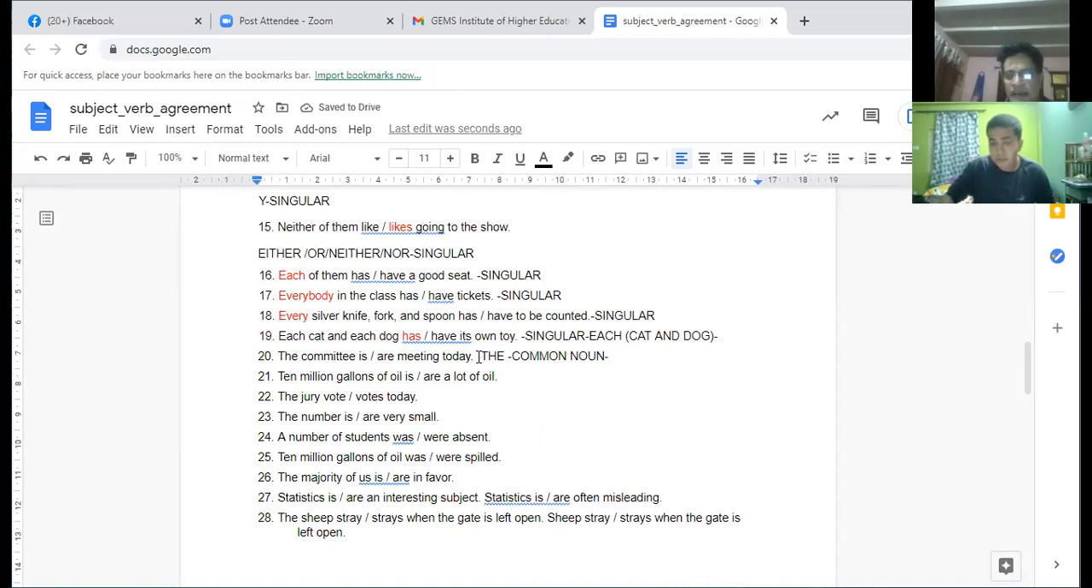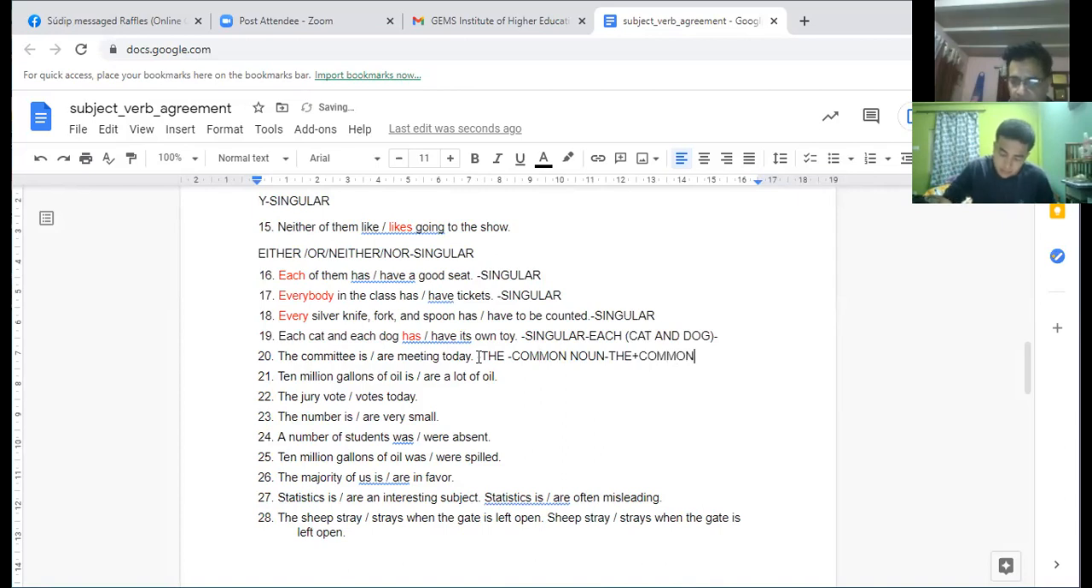Committee means school committee, it could be, or just the government committee, or the employee committee, or the committee of boys, or the boys committee, the girls committee, anything could be over there. So that committee is a common noun. Always remember the formula: the plus common noun.